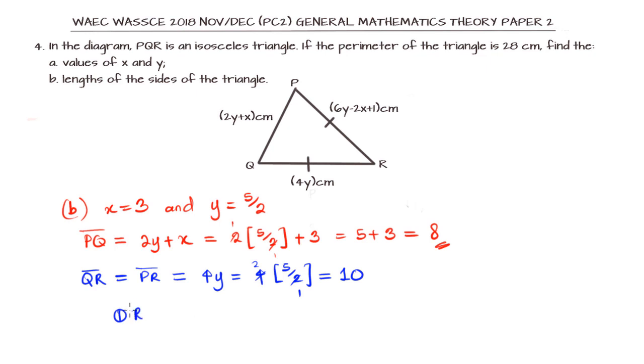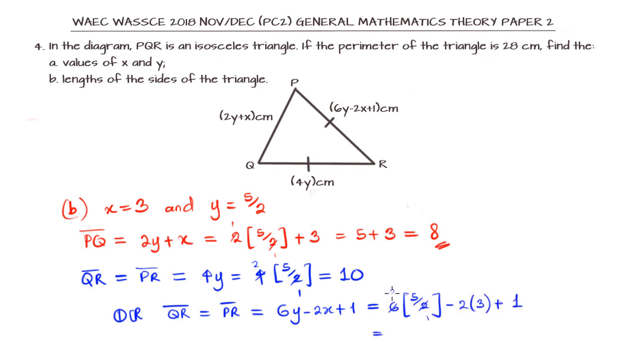Or we can use the side PR, which is 6y minus 2x plus 1. And we know that that is 6 times 5 over 2 minus 2 multiplied by 3 plus 1. So 2 can go into 6. We have 15 minus 6 plus 1. 15 minus 6 is 9, and 9 plus 1 is 10. So we got 10 as in the previous case. And with that, we have solved our question number 4.